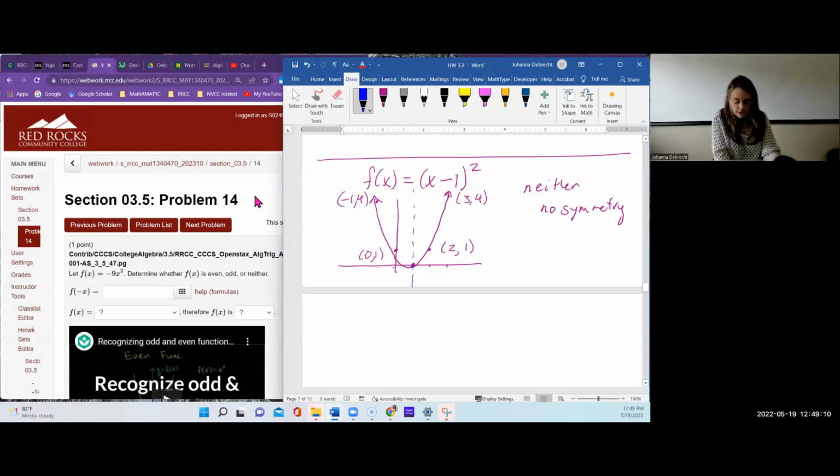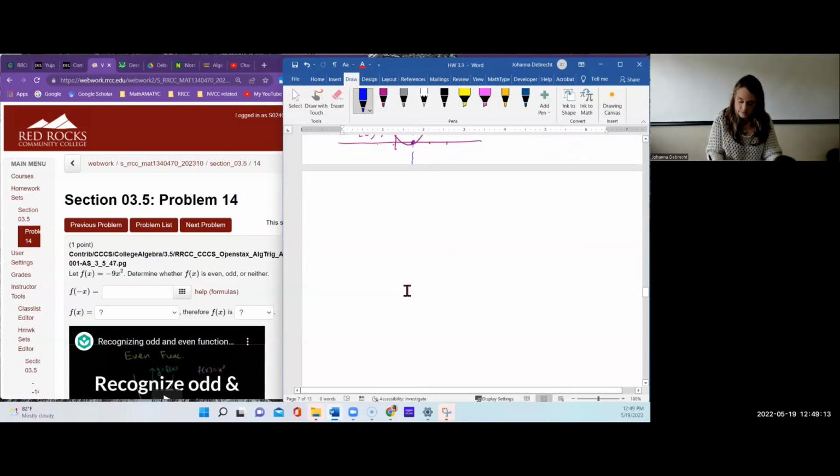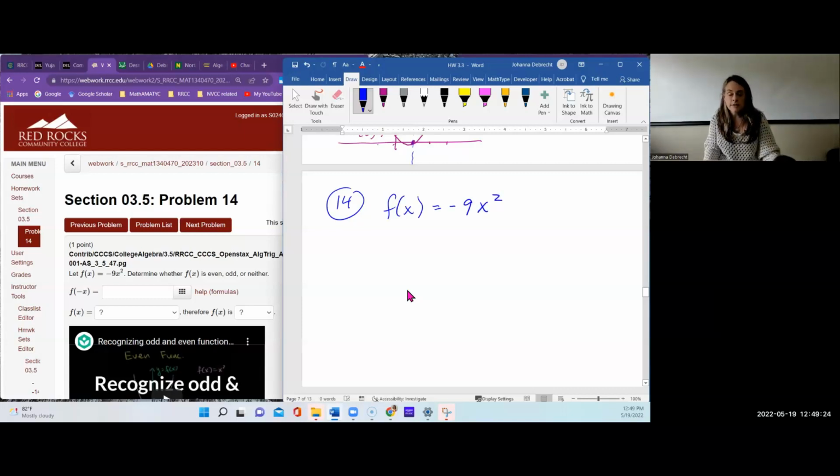Let's now take a look over here at problem number 14. In problem number 14, we have the transformed function f of x equals -9x squared. We want to know, is it even, odd, or neither? Graphing is not a great way to do it because we can never see 100% of the graph. However, I can do it algebraically. I replace the x with -x and test to see what I get. If I get -9x squared again, it's even. If I get the opposite of that, 9x squared, it's odd. If I get something totally different from those two, it's neither.